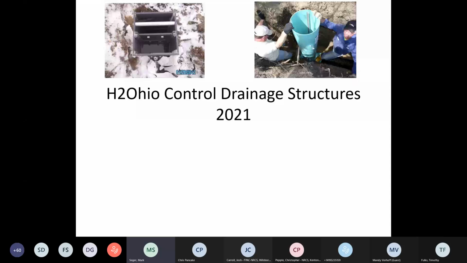There are several different types of structures out there. The first picture on the left is one from ADS. It's a square box with stop logs in it. The next one is a structure that also has stop logs in it. And then they've had several other ones out there, but I would say the majority of them are the ones on the left that we've been putting in. They seem to work pretty well.